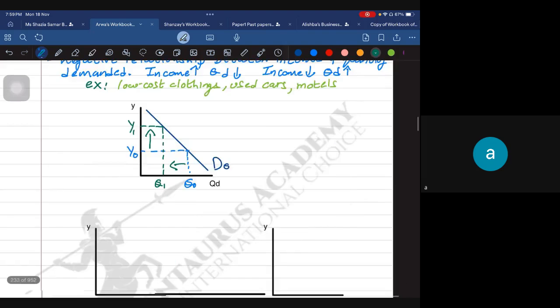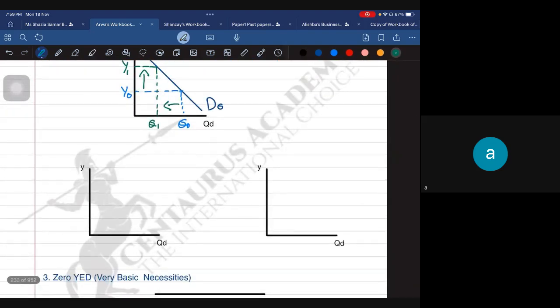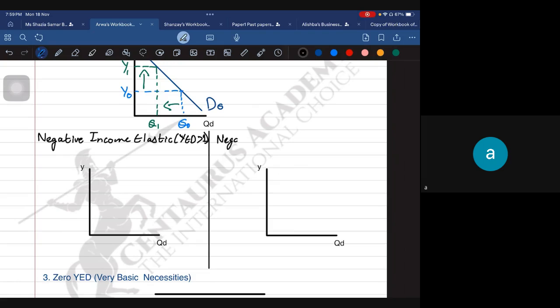Okay. Now moving forward to the next part. Negative income elastic, where the YED is greater than 1, right? And then again a negative income, but inelastic. And this is having YED greater than 1.